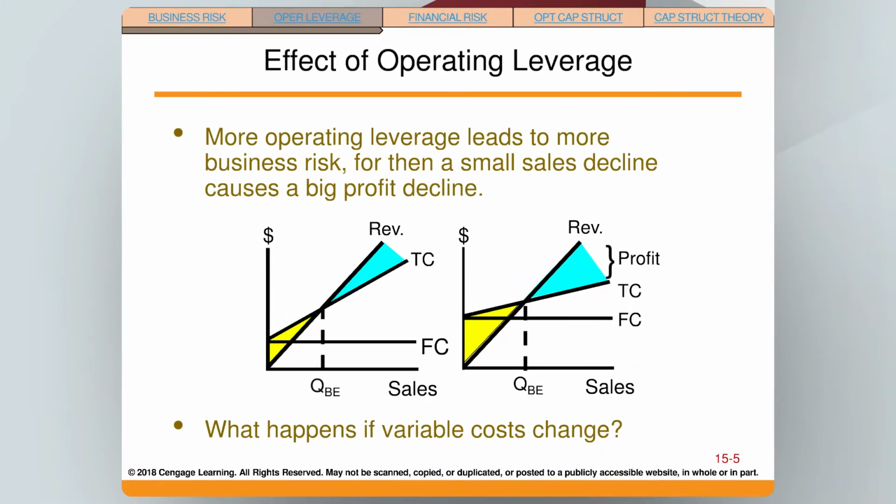So, the effect of operating leverage. Take note of this one. The more operating leverage leads to more business risk, for then a small sales decline causes a big profit decline, di ba? Tingnan mo, again, more operating leverage means it will lead to more business risk, for the small sales decline causes the big profit to decline also.